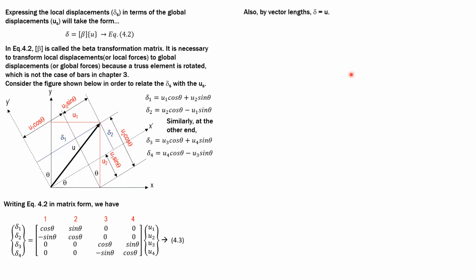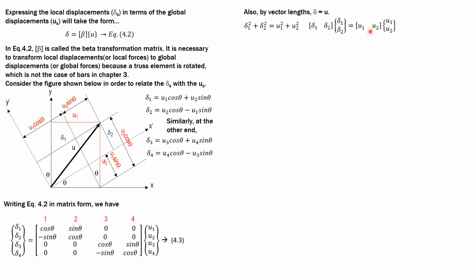So therefore, square both sides. We have delta square equals u square, and delta square is delta 1 square plus delta 2 square, and it is equal to u1 square plus u2 square. Writing delta 1 square plus delta 2 square in matrix form, a horizontal row matrix, then a column matrix, and u1, u2 also in matrix form, u1, u2 horizontal, then u1, u2 column matrix, vertical.